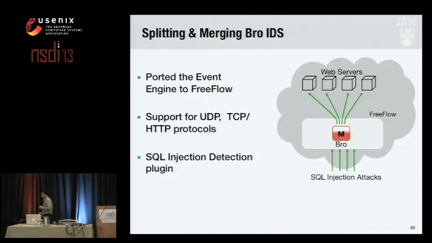Now let's see FreeFlow in action for a real middle box like Bro. We ported the event engine in Bro to FreeFlow, added support for a set of protocols, and added support for SQL injection detection attacks. Our experimental setup consists of a web server tier and a gateway through which a bunch of HTTP flows pass through, each of which contains SQL injection attacks. Bro is installed on the gateway.